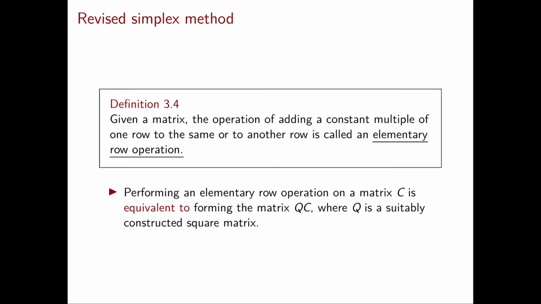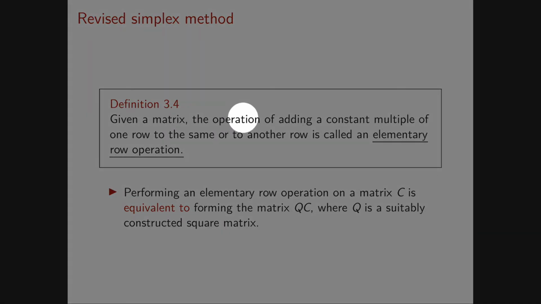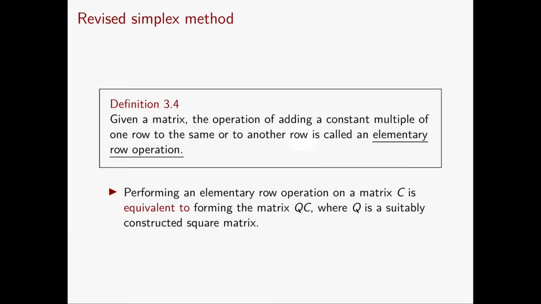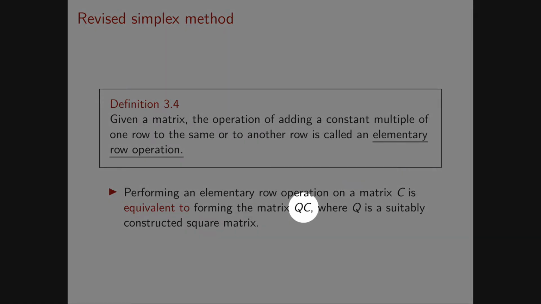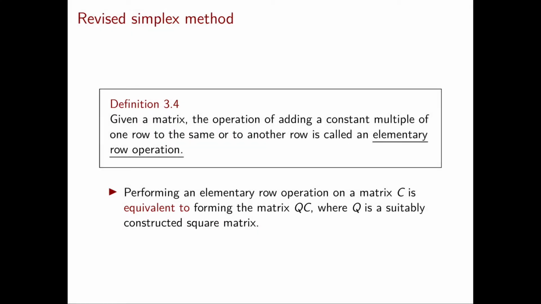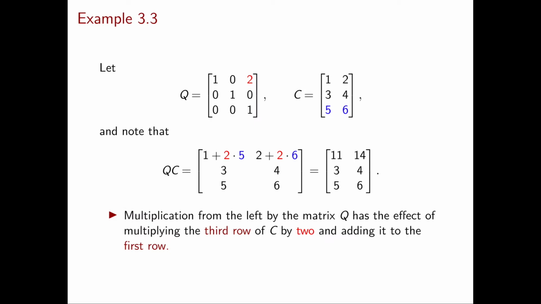In order to obtain the identity matrix by multiplying on the left by Q, we need to introduce elementary row operations. These are defined as the operations of adding a constant multiple of one row to the same or to another row. The nice thing about elementary row operations is that they can be obtained by multiplying on the left by a suitably constructed square matrix.